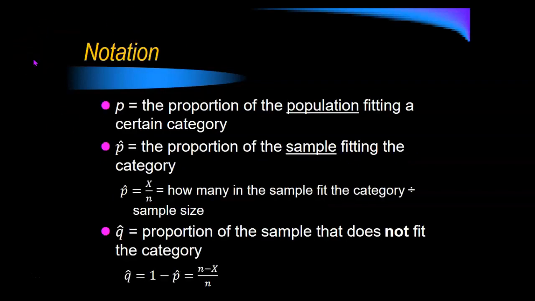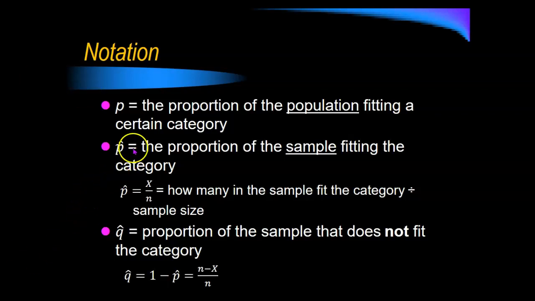So the notation, the symbols that we're going to use, here's what everything stands for. We use the letter p, just a plain old lowercase p, to stand for the proportion of the population that fits whatever category we're talking about. If we were talking about the proportion of cola drinkers that prefer Coke to Pepsi, p would stand for what proportion of all cola drinkers prefer Coke to Pepsi.